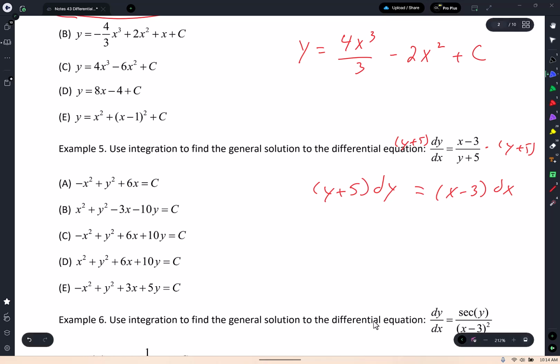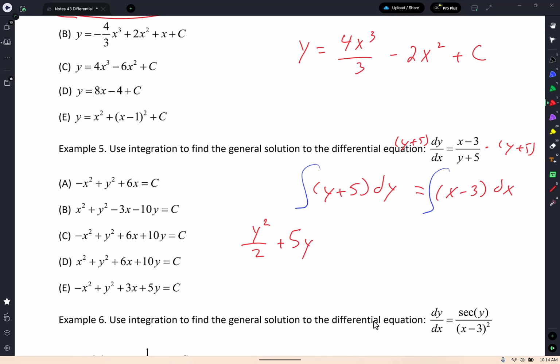All right, next. What's my next move? Well, I want to get rid of that dy and dx. Integrate. So now you're going to have y squared over 2 plus 5y equals, where's the c? I'm going to put the c with the x, guys. x squared over 2 minus 3x plus c. So get it to here.